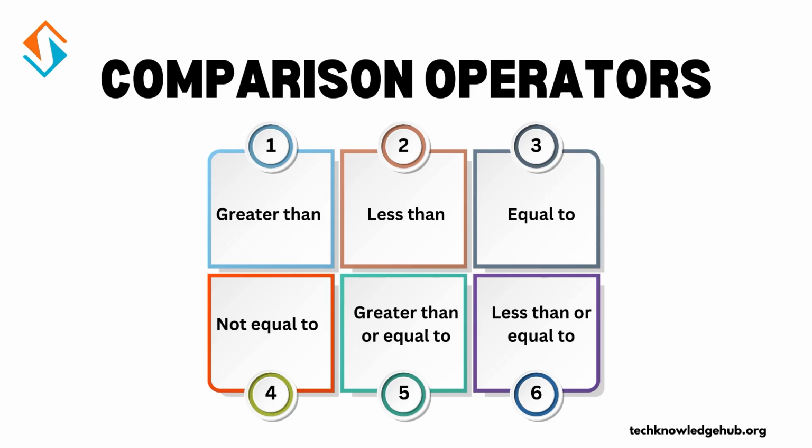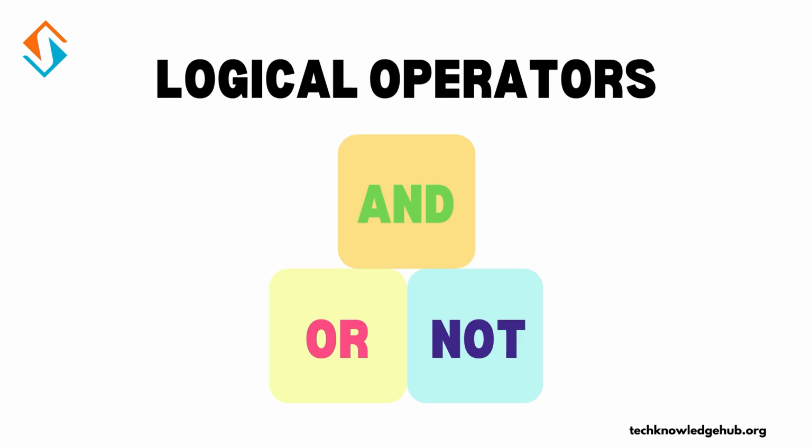Comparison operators are extremely useful when you need to make decisions in your program, such as deciding if one value is larger or smaller than another. Combined with conditional statements, they allow you to control the flow of your program. Next, let's talk about logical operators.